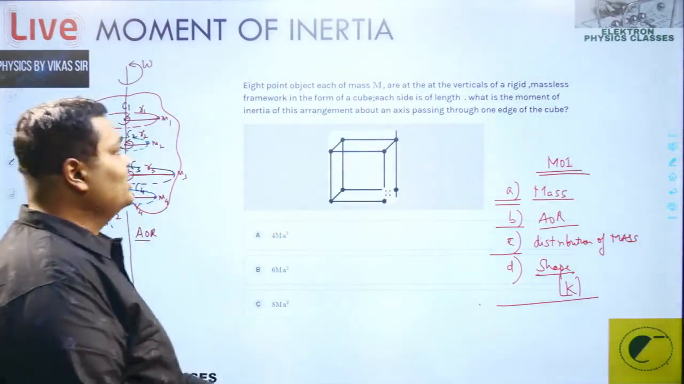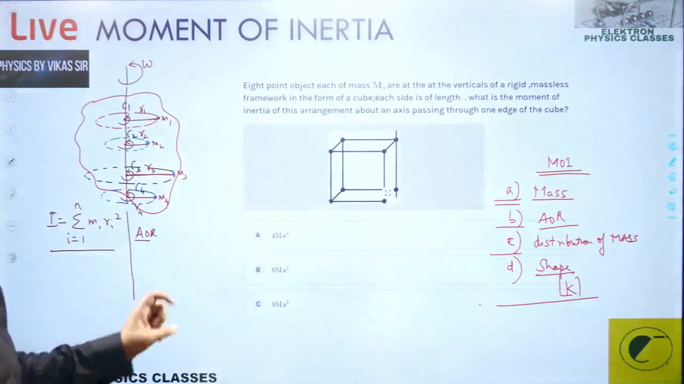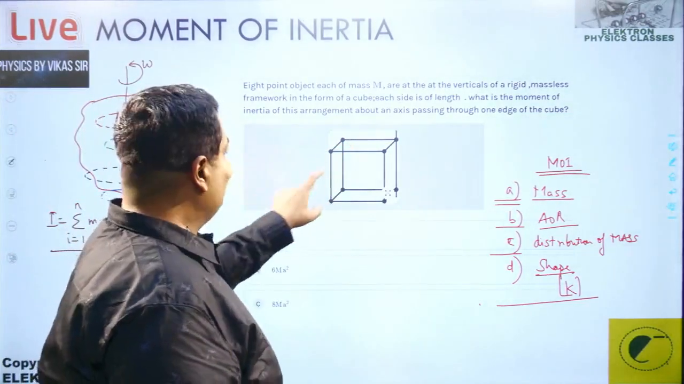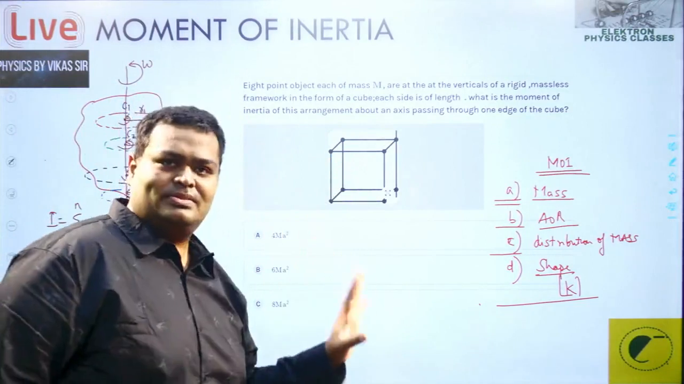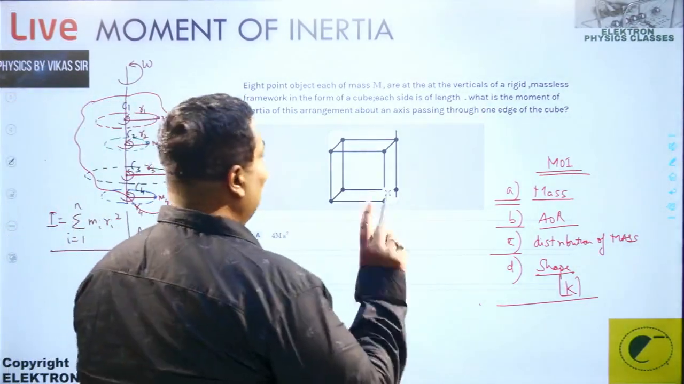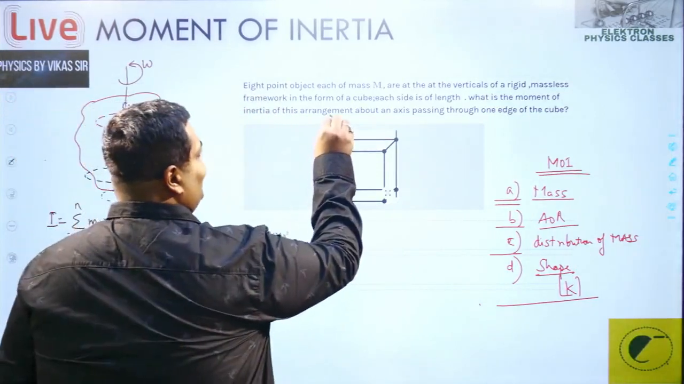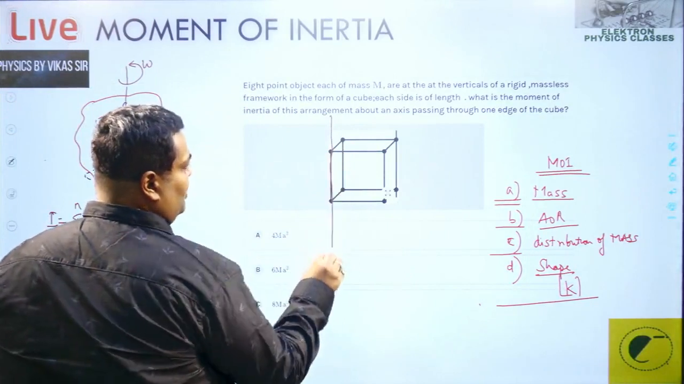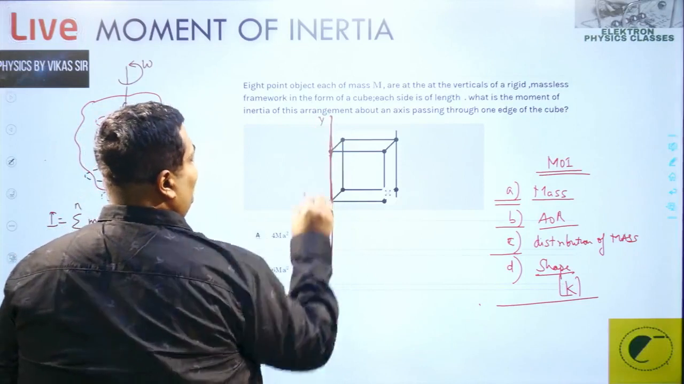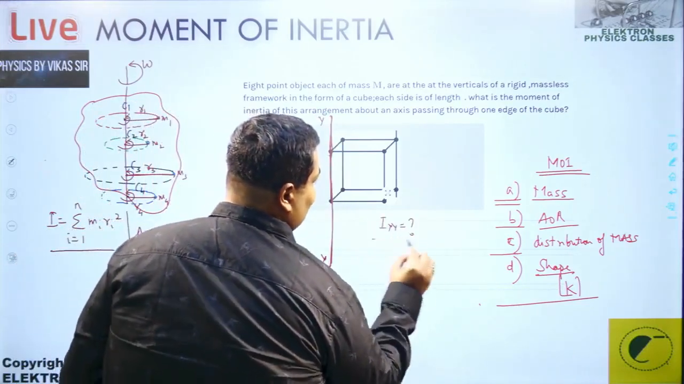So we have the question with us. We have 8 point mass objects, each of mass m, placed at the corners of the cube, and the rods are massless, weightless. We need to find the moment of inertia about an axis passing through one edge of the cube. Any one edge. So let's take this one, and let's call this particular axis the y axis. We need to calculate the moment of inertia about this axis, how much it is.